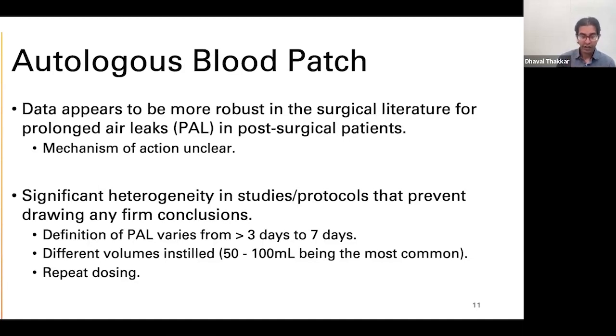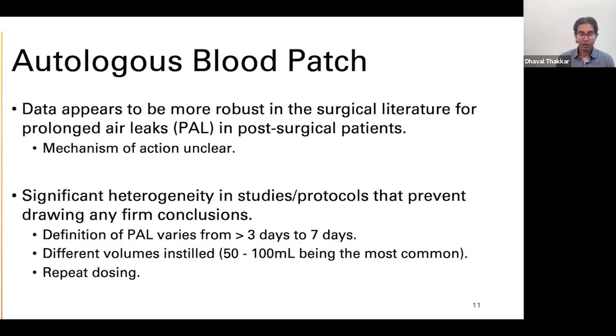So we don't really know. Everybody's ready to study it; it's ripe for the picking. But we do know that there is some benefit, and it seems to be more robust in the surgical literature. Previous systematic reviews have shown significant heterogeneity in the studies and protocols that people use, so it really prevents drawing any firm conclusions on what to use, how to use it, and when to use it. A lot of this is just clinical expertise and experience.